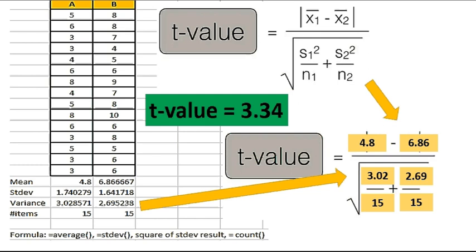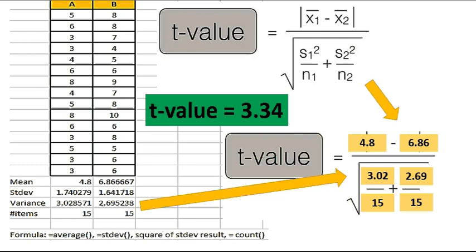Next, we have to compute the standard deviation. Standard deviation tells how spread out the numbers are in the data set. Simply, the formula is equal STDEV, then you highlight the first value to the last value of the first data set. Once computed, you can apply it to the second data set.